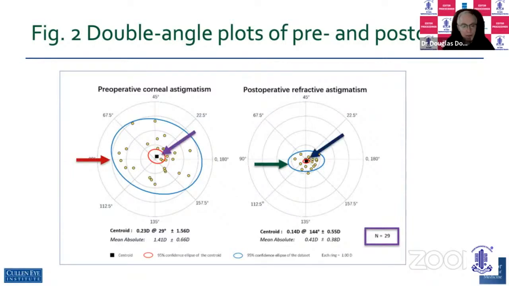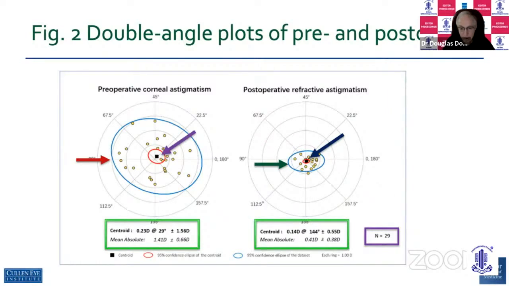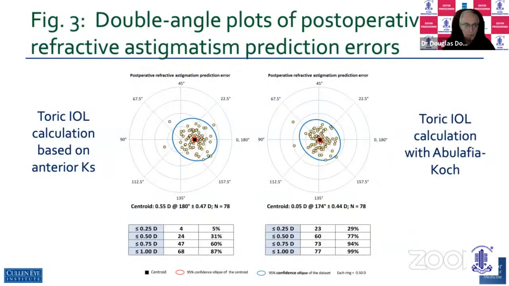And so you can look at pre and post with this. We generate a lot of data from it. Very importantly, you can look at the prediction error, which I think is what's so important. This is the prediction error of a toric IOL set using just anterior Ks. You can see that it has an error on the against the rule side.